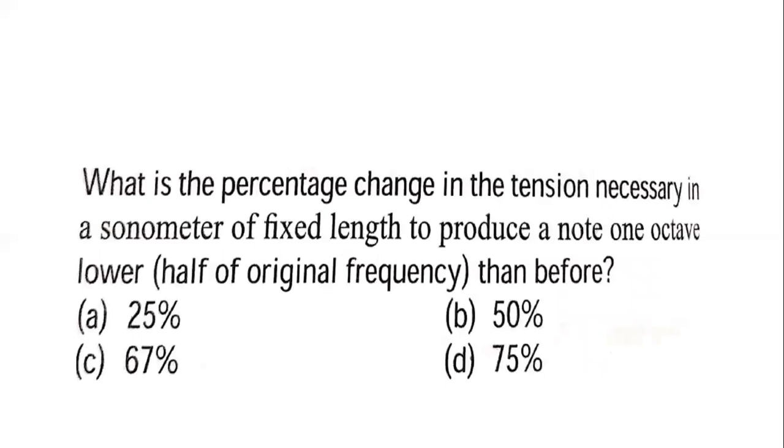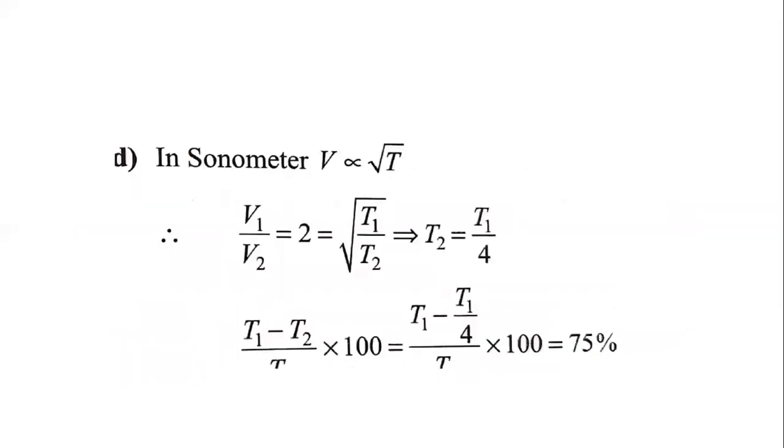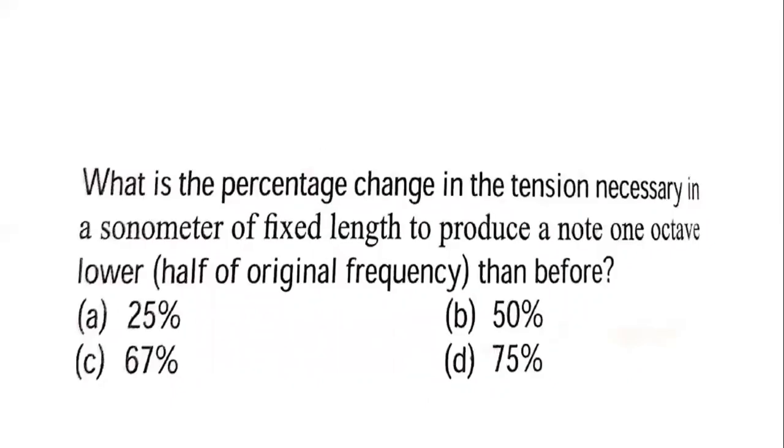What is the percentage change in tension necessary in a sonometer of the fixed length to produce a note 1 octave lower than before? So octave is half of the original frequency. It should be less than that. So we know that in a sonometer, the given percentage change in the tension necessary in a sonometer of the fixed length. Important information: length is fixed, to produce a note 1 octave lower than before.